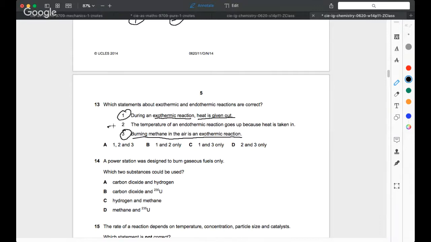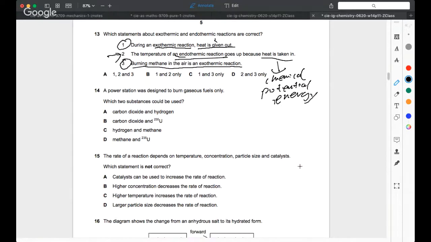However, statement 2 is not correct because in an endothermic reaction, the heat taken in is converted to chemical potential energy. So the chemical potential energy does not contribute to a rise in temperature. So statement 2 is not right. Number 14.